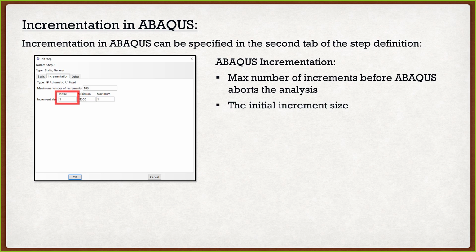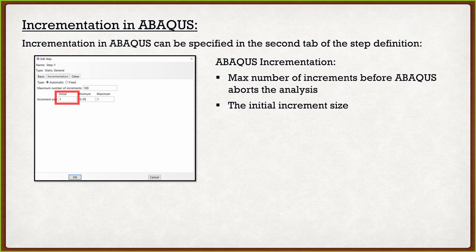The second one is this initial increment size. By default, ABAQUS will have it as 1. ABAQUS doesn't know in the beginning if you're doing a linear or nonlinear analysis. If this was a linear analysis, remember, all we're doing is solving the equation k times u equals f. That's all we're doing in a linear analysis. So going from 0 to 1, or basically from 0 all the way to 100%, is perfectly fine in a linear analysis. However, in a nonlinear analysis, as we know, it's probably a good idea to have those increments.